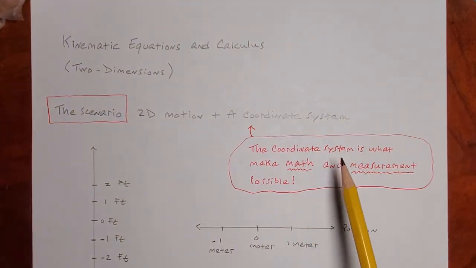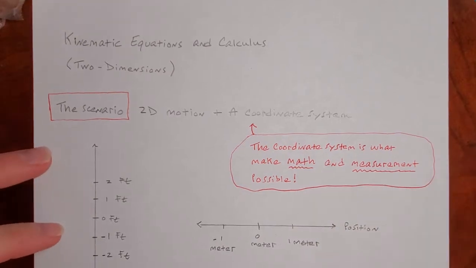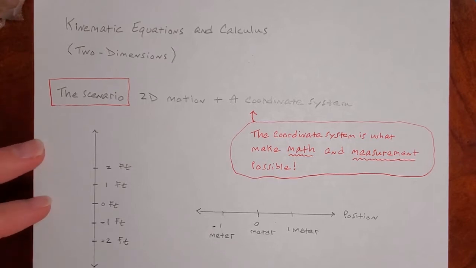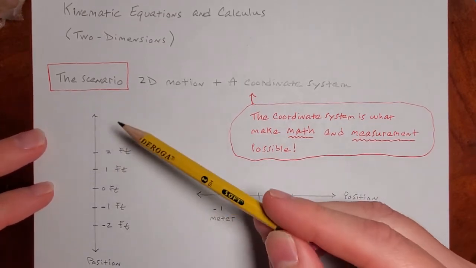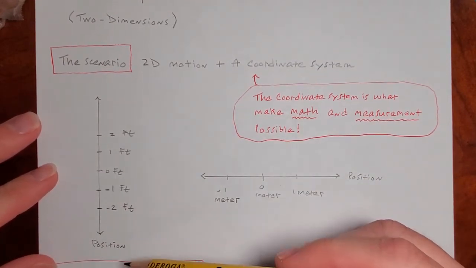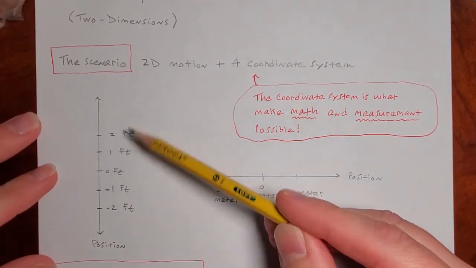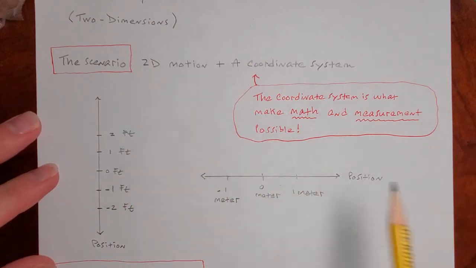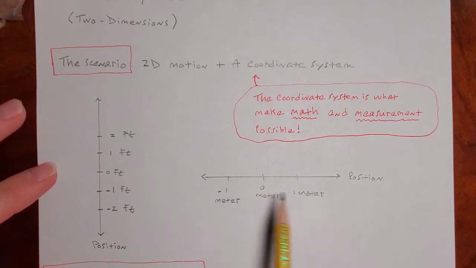The coordinate system is what makes measurement and science and math possible. Physics is a quantitative science where we measure things with numbers and try to figure out what's going to happen. So something might be moving up and down, and we might have a coordinate system like this, and that's how we track the position of an object. We just note its location on this vertical axis. Maybe it's moving horizontally, left and right, and then we do it that way.